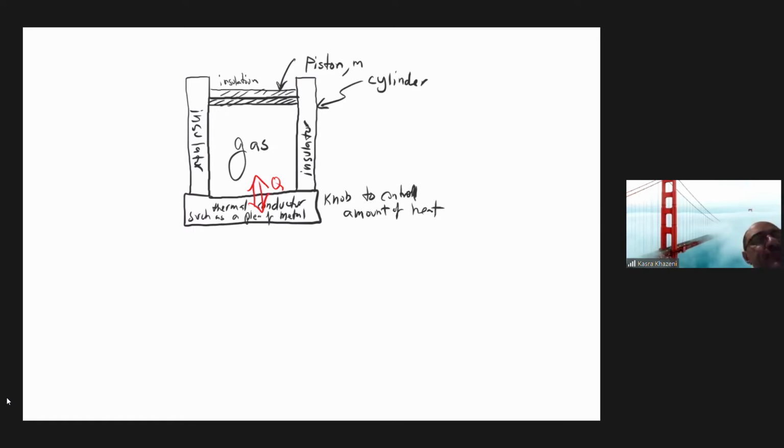Okay? So I can cool the metal down and then it sucks the heat out of the gas, or I can heat up the conductor at the bottom and it then dumps heat into the gas. But the gas is locked up, with this kind of exchange only at the bottom. It cannot exchange heat with the top or the sides because they're all insulated. So the gas can only be controlled in temperature or amount of heat you dump into it from the bottom. Okay, so this is clear.